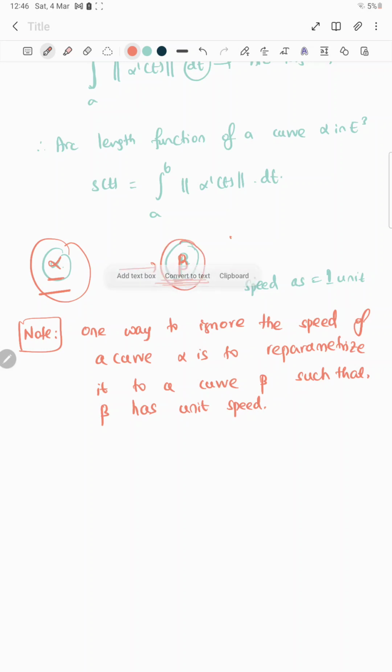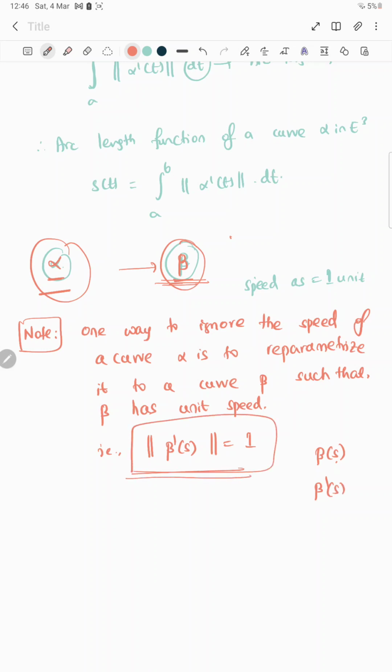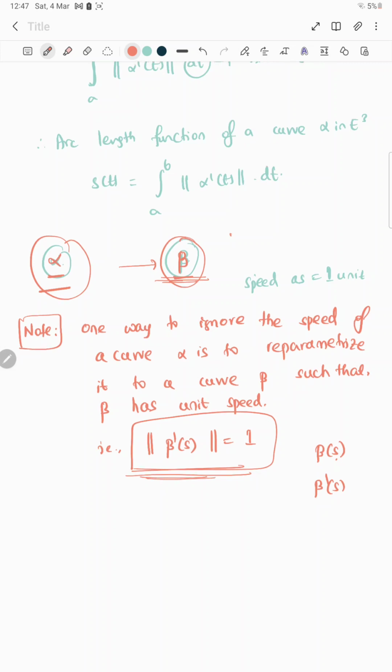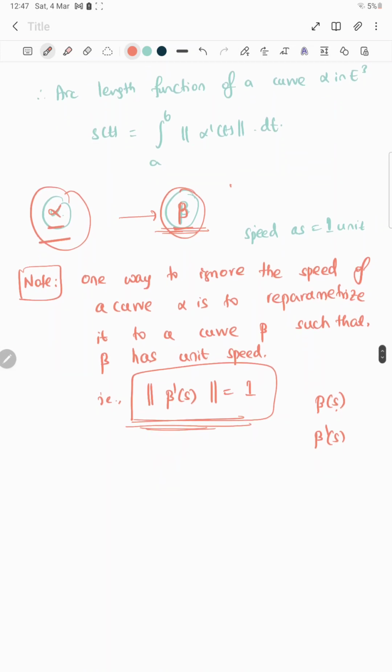So what we can write in terms of an expression is that the norm of beta dash of s should be equal to 1. Beta of s is the reparameterized curve, and beta dash means it is the velocity vector. The norm of the velocity vector of the reparameterized curve should have unit value. So if we don't think about the speed of the curve, then the best way to reparameterize the curve is such that the reparameterized curve will have unit speed. The expression is given in terms of the norm of the velocity vector of the reparameterized curve.